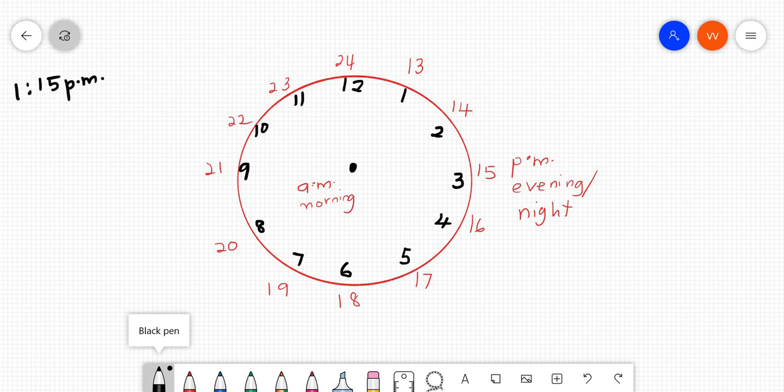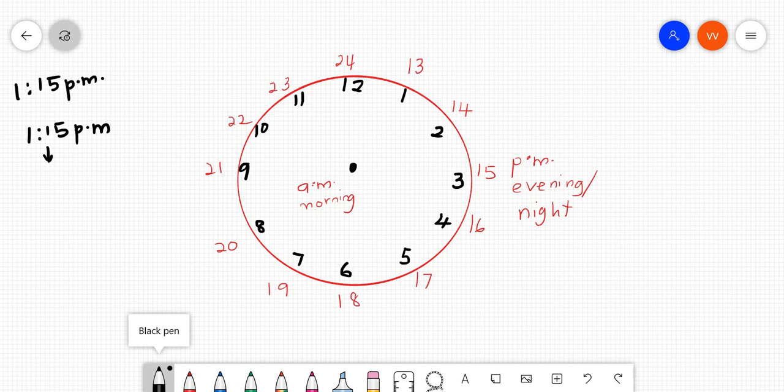1:15 PM. So where is the PM? Inside or outside the clock? Yeah, outside the clock, evening time, or afternoon time, right? So this PM shows you afternoon time. So, 1:15 PM. Now, I want you to convert it to the 24-hour system. How are you going to convert?